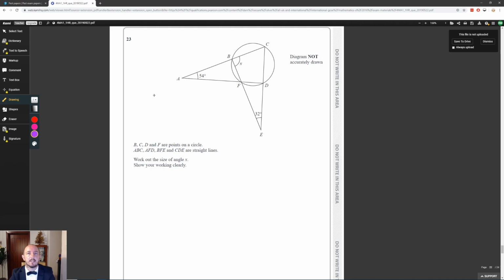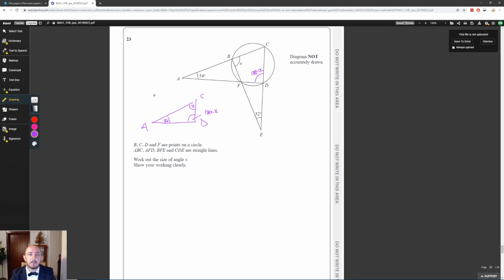Question 23 is a circle theorems question. So we need to identify which circle theorem is actually involved in the question. There's no center, there's no tangent. So the only thing that we can use is cyclic quadrilateral, which means that the two opposite corners will add up to 180 degrees. So if we split this shape into separate triangles, we would have a 54 there. This angle here we don't know, and this angle here, well, it's opposite this one here, so this is 180 minus x.